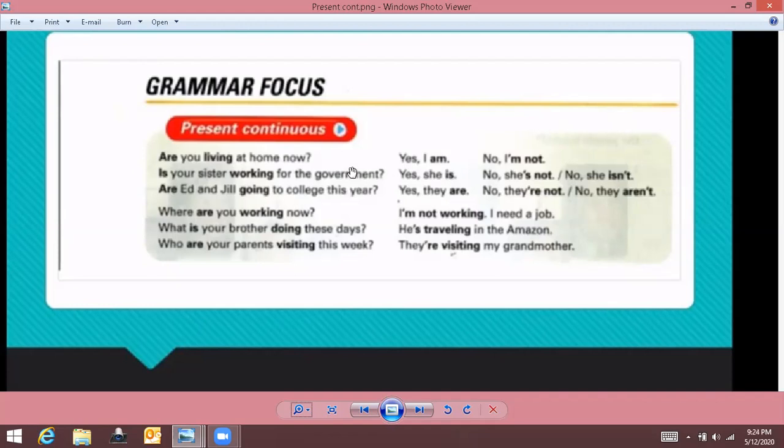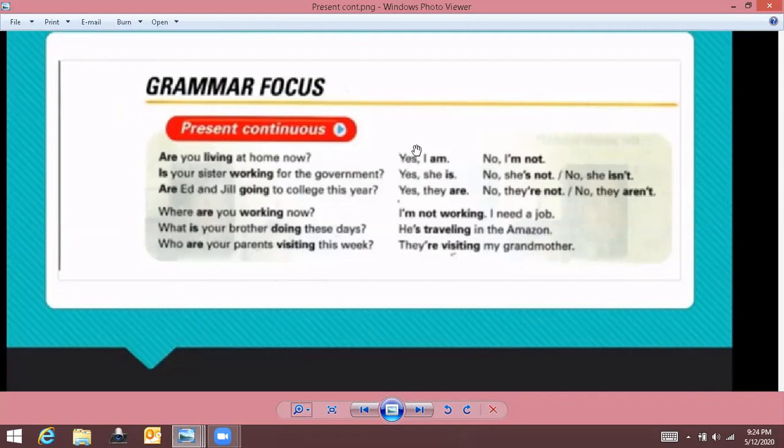So we go to the second group. Where are you working now? I'm not working. I need a job. What is your brother doing these days? He's traveling in the Amazon. Who are your parents visiting this week? They're visiting my grandmother. So as you can see, you can start a question with the verb to be.